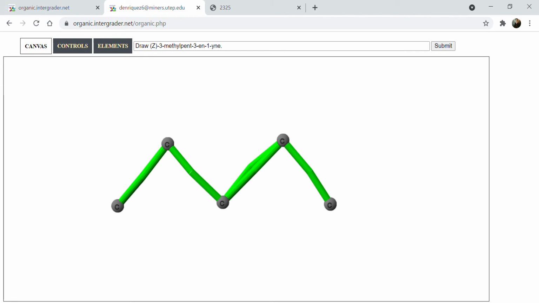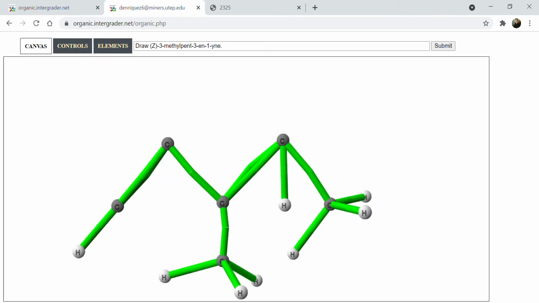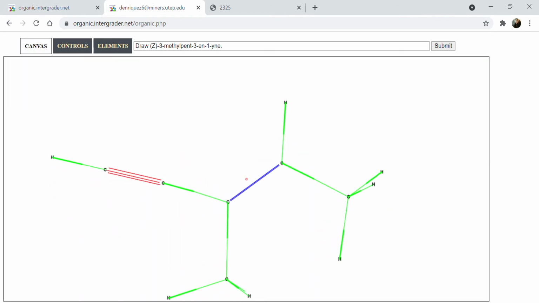So I'll do my 3 bonds there, and then lastly we have a methyl at the 3 position, so I'll add my methyl right there on that 3. And lastly I'll add my hydrogens, hit arrange.